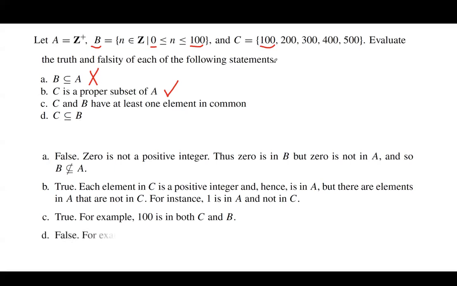And finally, is C a subset of B? Okay, take a look. C includes 100, 200, 300, 400, 500. But if you list the members of B, you have 0, you have 1, you have 2, you have 3, you have 4, 5, 6, and you're going to stop at 100. So it doesn't include 200, for example. It doesn't include 300. It doesn't include 400, and so on. So it is a false statement.